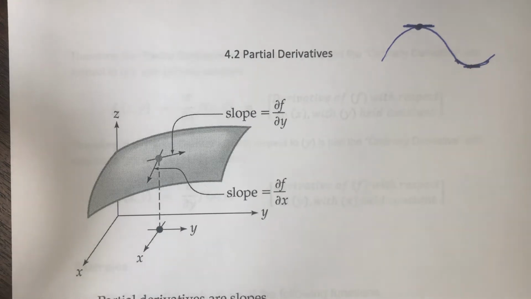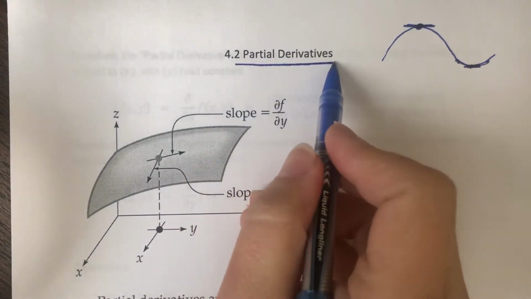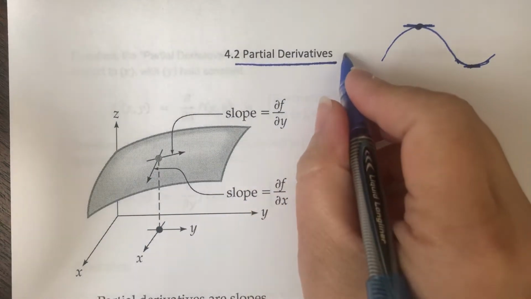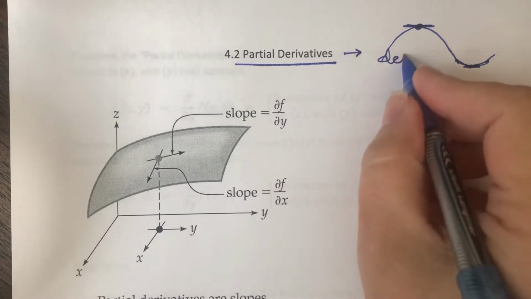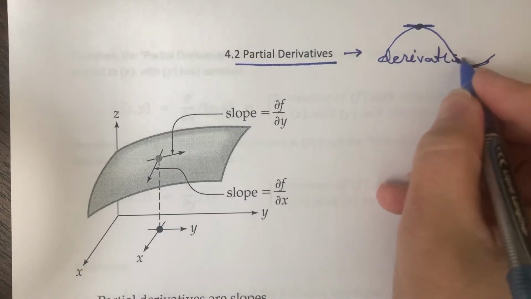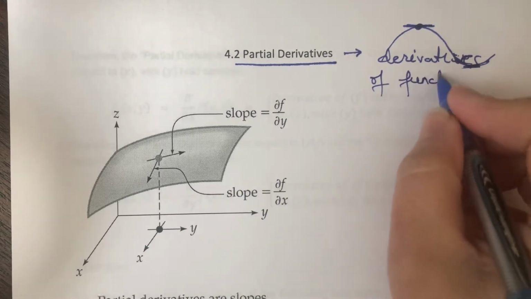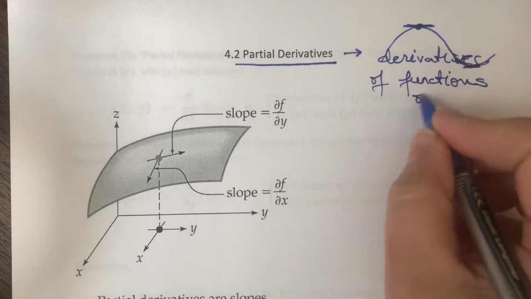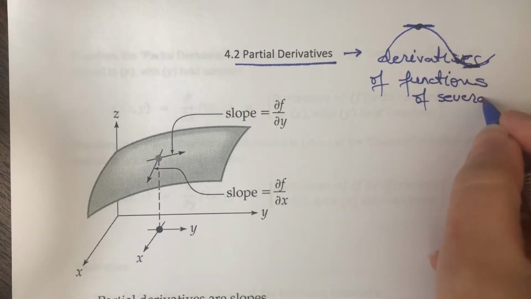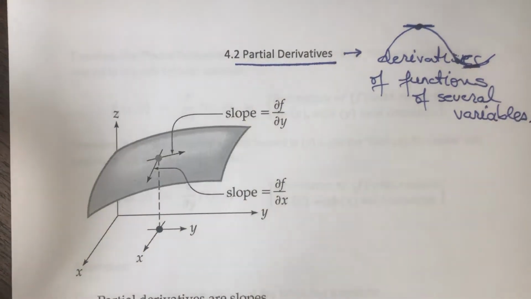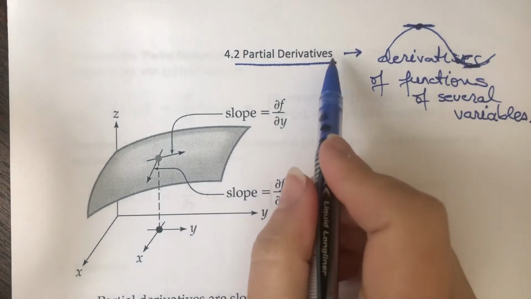So the first task at hand is to learn how to take a derivative of a function of several variables. So these are called partial derivatives. So partial derivatives is what we call derivatives of functions of several variables. Because as it so happens, we are not taking just one derivative, but we are taking several derivatives.